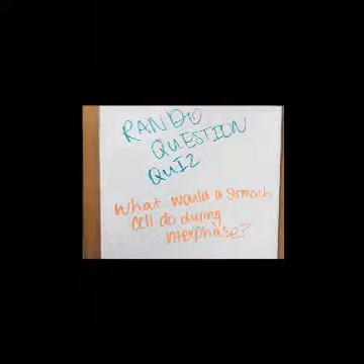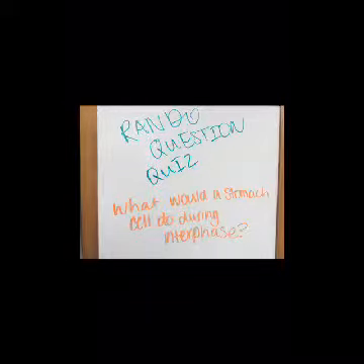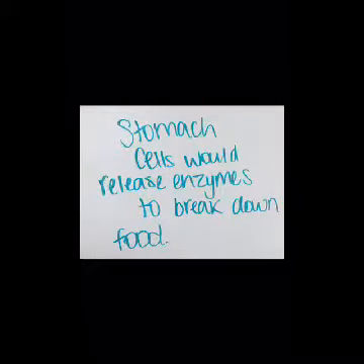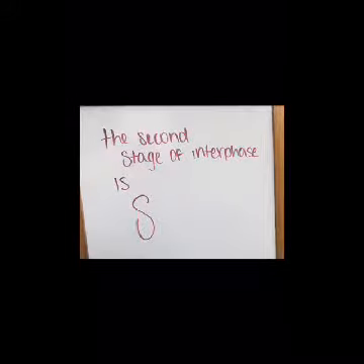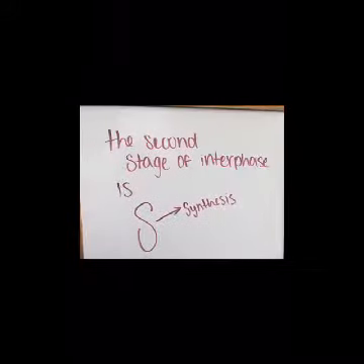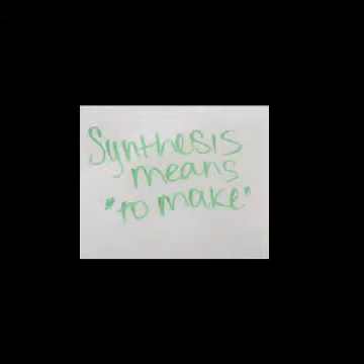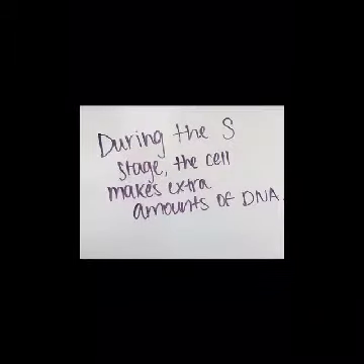Random question quiz. What would a stomach cell do during interphase? A stomach cell would release enzymes to break down food. The second stage of interphase is S, synthesis. S means to make. During the S stage, the cell makes an extra amount of DNA.